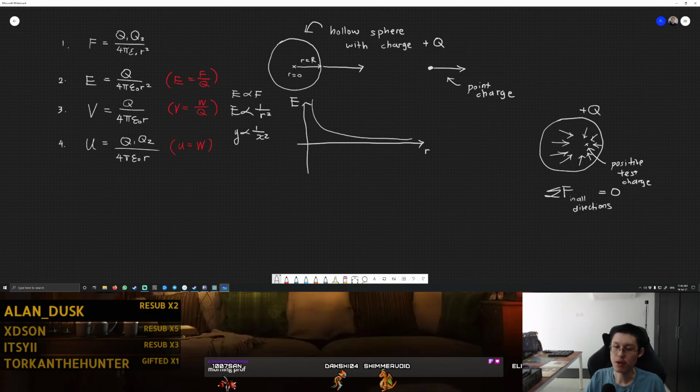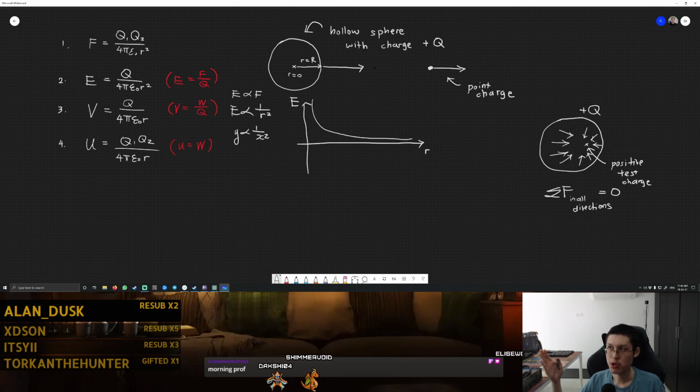Okay, that's what a 1 over x squared graph looks like. You have an asymptote on the x equals 0 axis and y equals 0 axis. But this is if it's a point charge, right? However, for a hollow sphere, it is not a point charge. So what do you do?